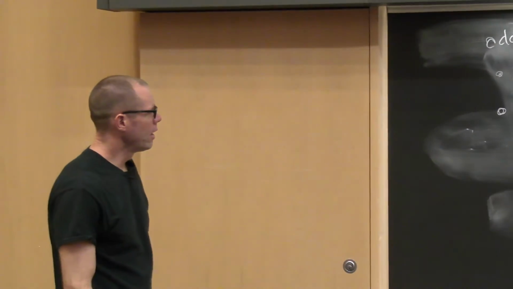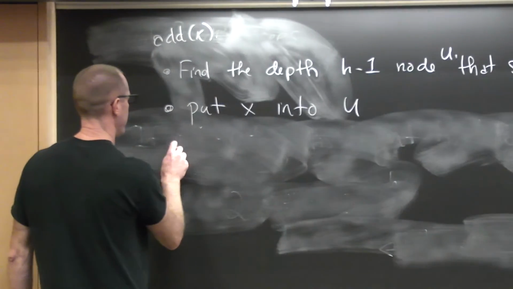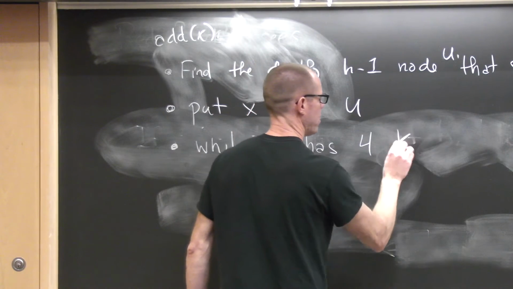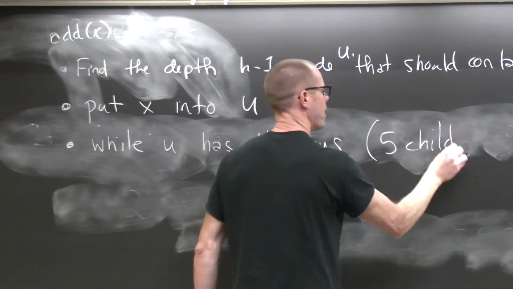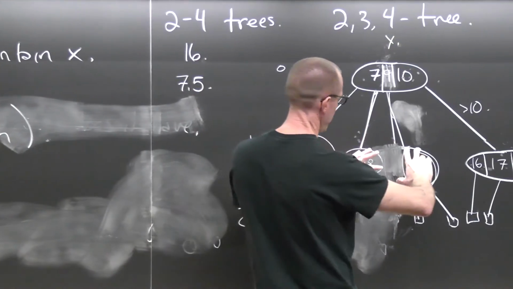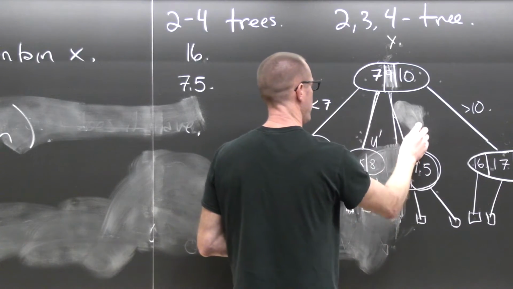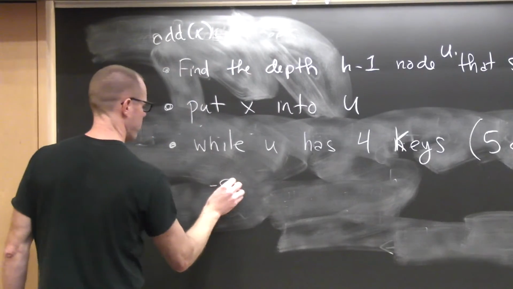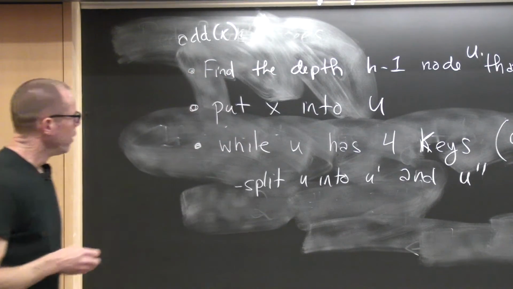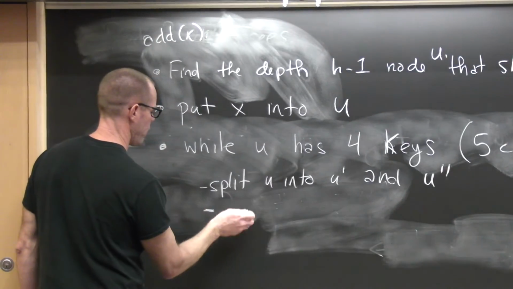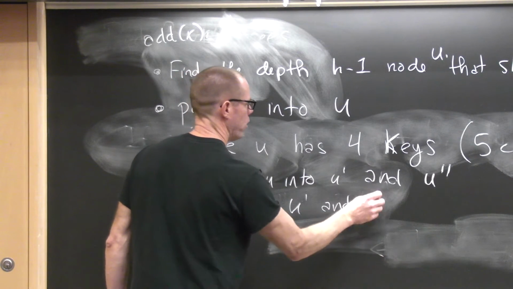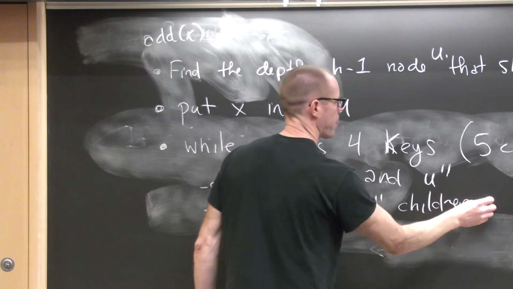And then we do something like: while u has 4 keys, and 4 keys means 5 children, that's a problem for us. We had this node u here. It had too many things in it, so we split it into, let's say, u prime and u double prime. And we have to make the new ones, u prime and u double prime, children of the parent of u.